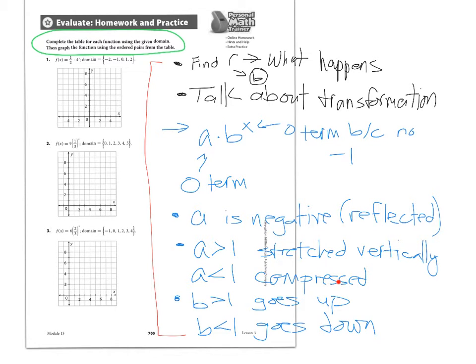If B is greater than 1, that means it's going up. Our common ratio is bigger than 1, which means our values are increasing, so our exponential function is going up. And if B is less than 1, the common ratio is a fraction or decimal, then that means it's decreasing or going down. So we're going to utilize this, and one of the things we'll want to do is also use your calculator for this. So let's go to the first problem.